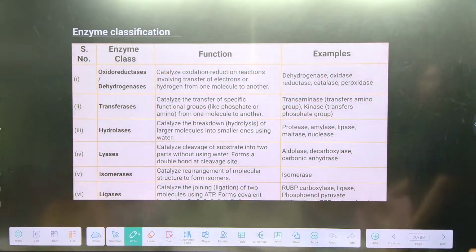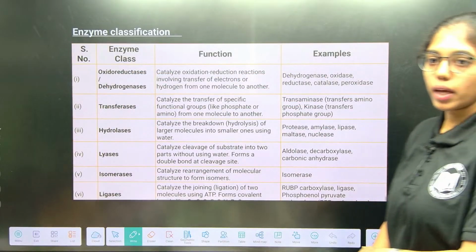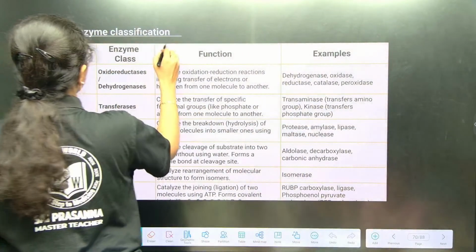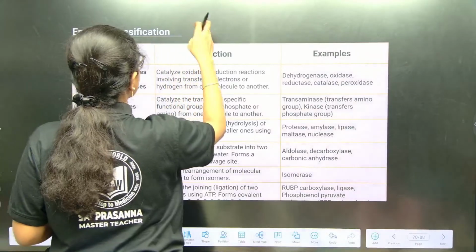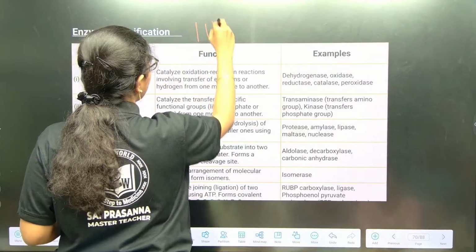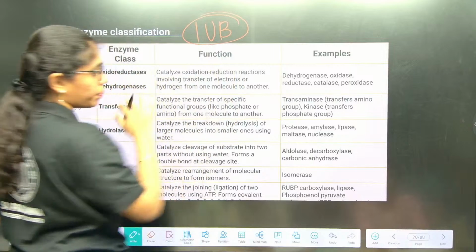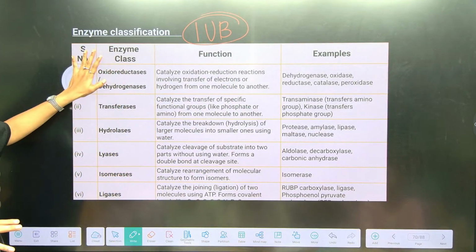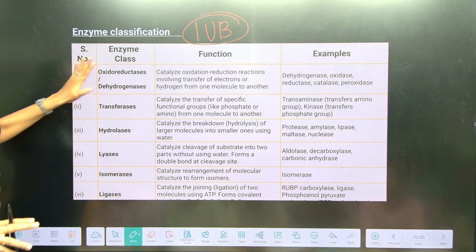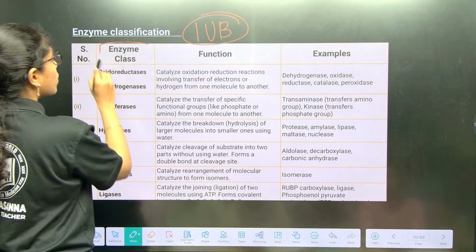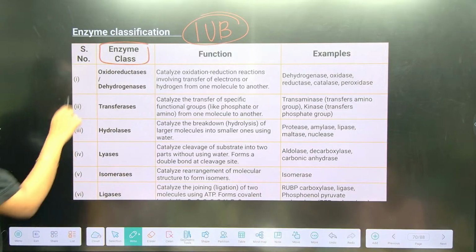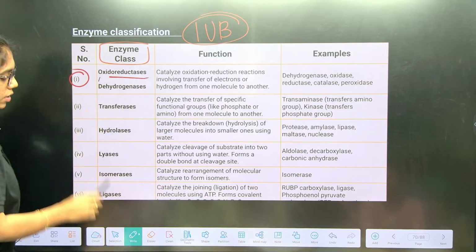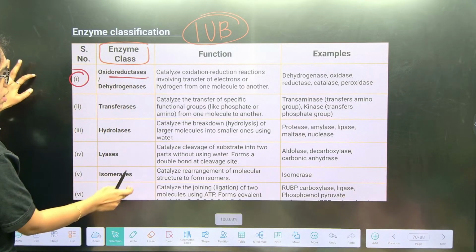Now, classification of enzymes. Okay. It is the International Union of Biochemistry which has come forward to classify the enzymes based on class, subclasses and all. So, here at this level, if we are clear with the classes, it is enough. Okay. So, first enzyme class, if you consider, we have 6 classes. First is what? Oxidoreductases or dehydrogenases.